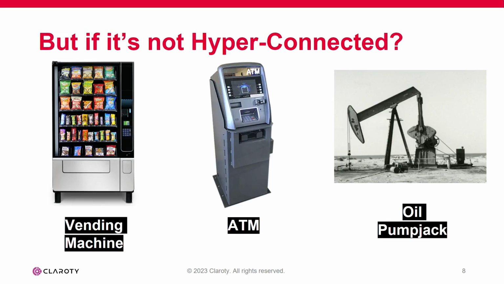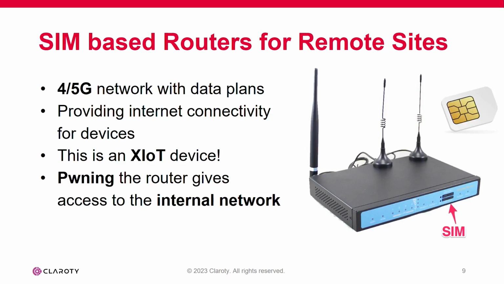But what happens if it's not hyper-connected? I mean, I don't see vending machines with an internet port being connected all the time. Well, that's when another XIoT device is introduced, and this will be the focus of our research today: a 4G router. This router acts as an internet gateway, through which I'm going to navigate all of my devices and make them internet accessible. However, this is also an XIoT device, and this also has attack vectors.